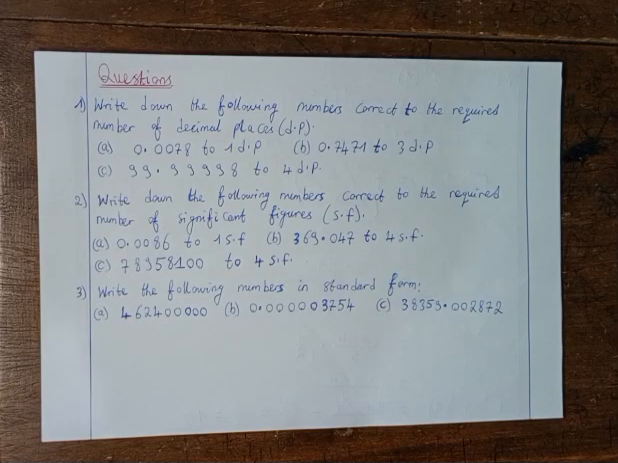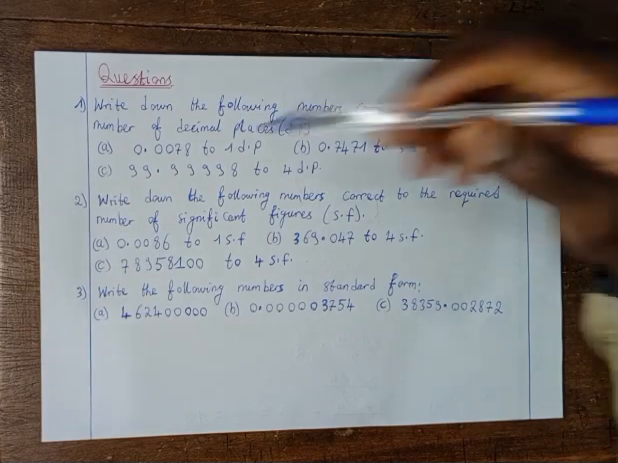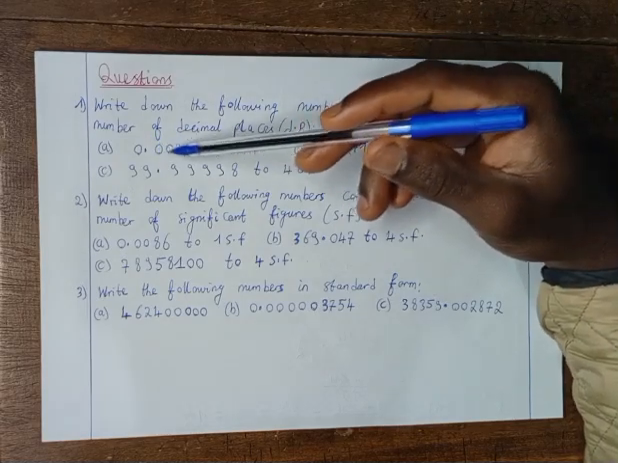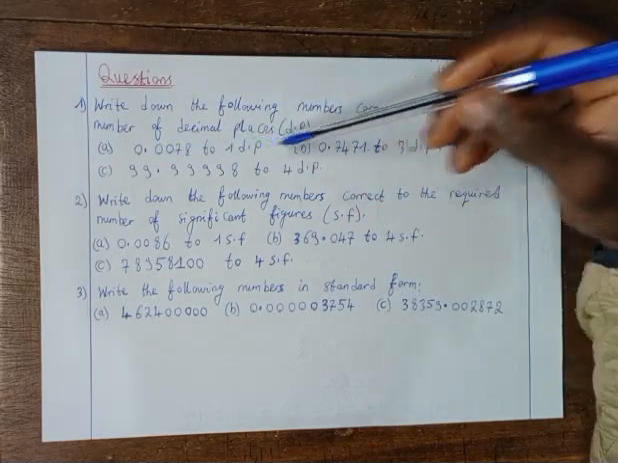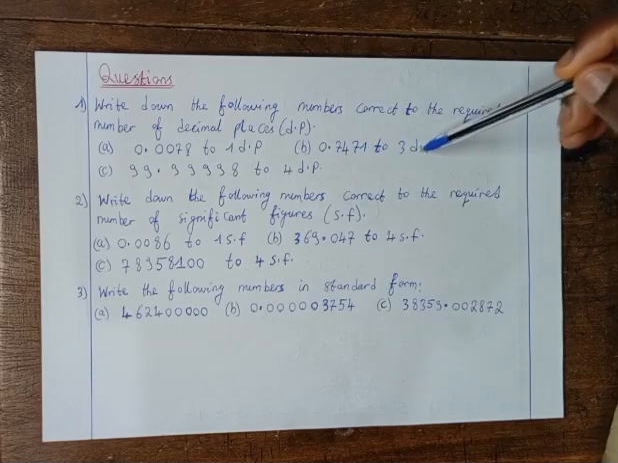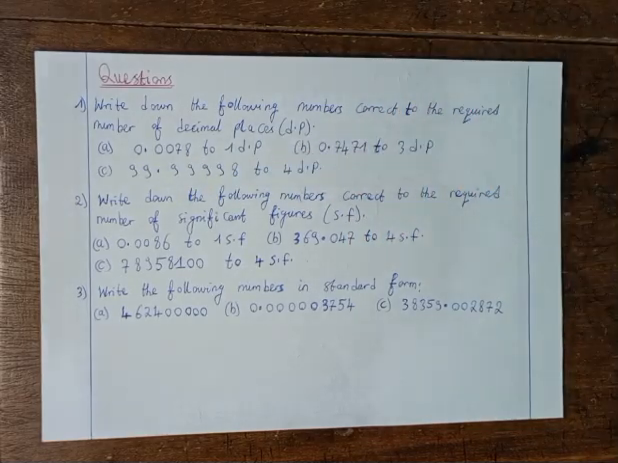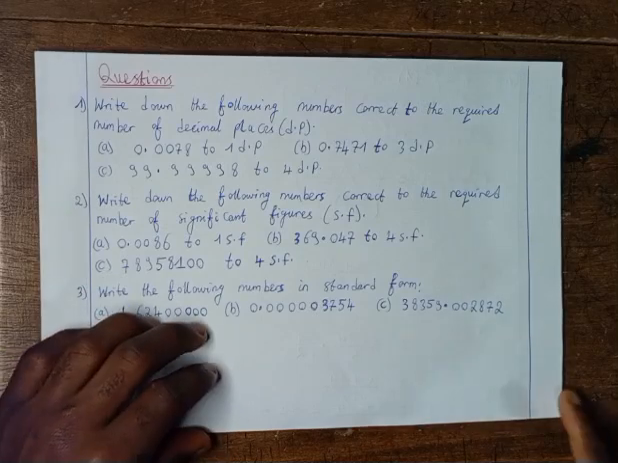We have the following questions to answer. Question 1 says write down the following numbers correct to the required number of decimal places. You can see the numbers. We have to write this one to 1 decimal place, this other one to 3 decimal places, and this other number to 4 decimal places. Let's answer the questions.